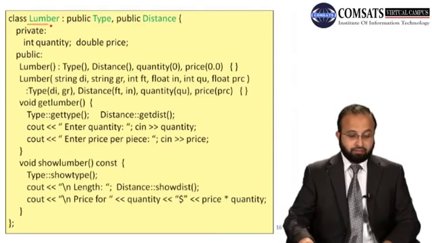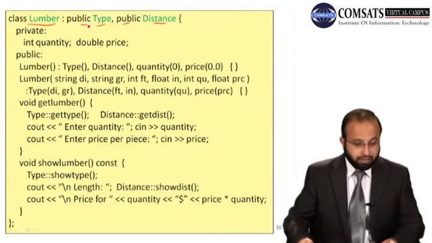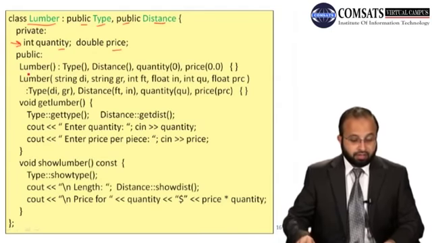So the name of the class is lumber, that is inherited from a type class and a distance class, and the type of inheritance is public and public, ठीक है? इसका मतलब है कि lumber class का जो object है, it can call the public functions of a distance and a type class, right? The 2 private data members in the lumber class are quantity and the other one is the price, quantity and price. Then the public members are number.